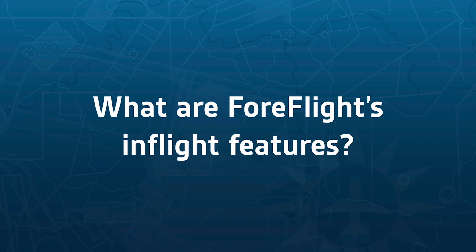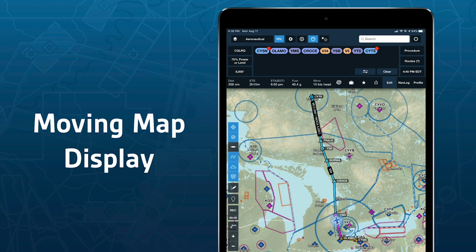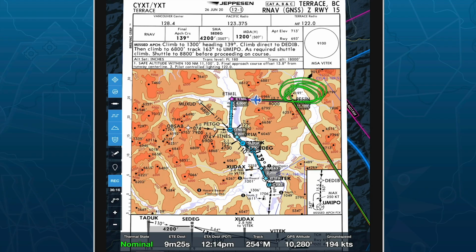Moving on from weather, we're now going to explore some of ForeFlight's in-flight features. Like its moving map display. So once you're in the air, ForeFlight provides a moving map display on the maps page. And as long as you have GPS reception, you're going to see your aircraft displayed on the maps page itself.